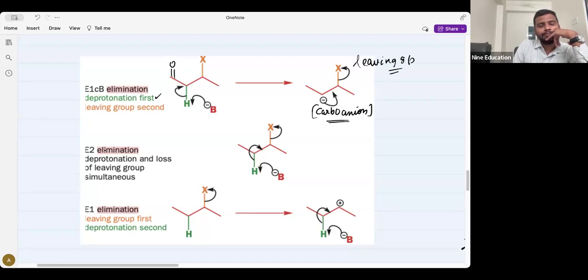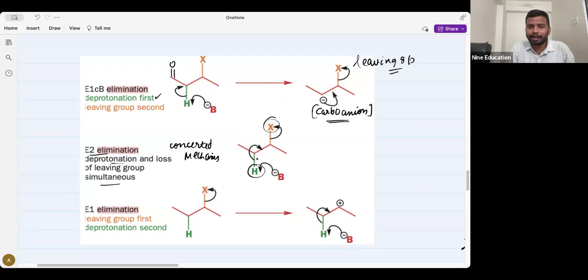Second case we have learned simple was E2 elimination. Concerted mechanism, single step. है ना? Base will come from anti of this. H and X should be anti. These should be anti to one another. Opposite होने चाहिए. Base will come from anti, take the hydrogen, make the double bond, remove the leaving group. This is E2 elimination. Deprotonation and loss of leaving group simultaneously. So first step is deprotonation, removal of hydrogen from beta carbon. This is alpha, this is beta.